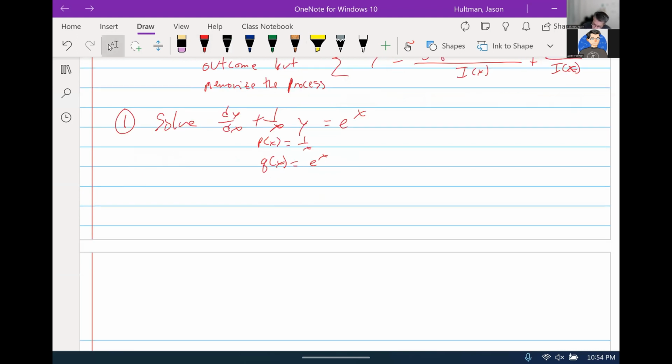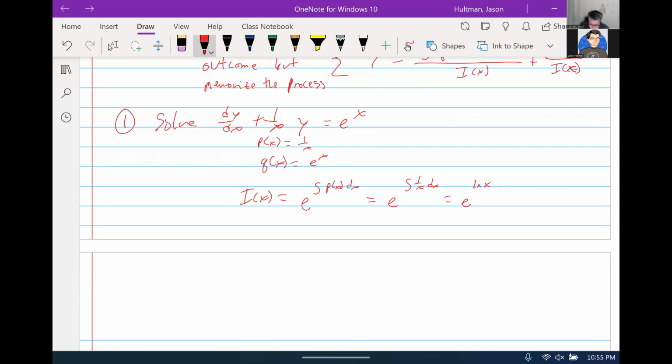Let's move on. What is I of x going to be? What's my integration factor going to be? Here, I of x is e to the integral p of x dx. So let's look at that. That's going to be e to the integral of 1 over x dx, and the integral of 1 over x dx is natural log. So that's the natural log of x. There is a plus c, but we can ignore the plus c.